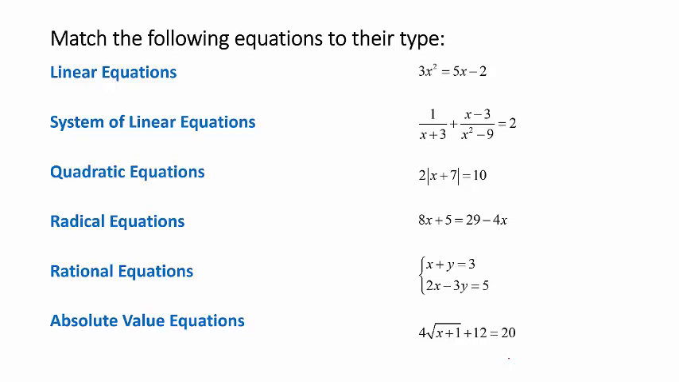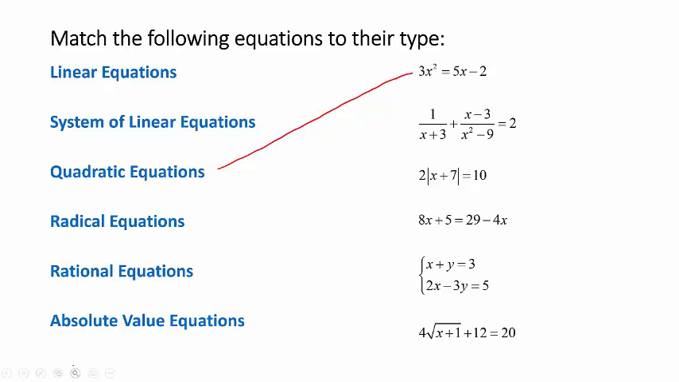Okay, so we've just got to be able to look at an equation and notice, oh, that's a rational equation, or oh, that's a radical equation. On the right-hand side here, I've got a whole bunch of equations listed, and on the left-hand side, the type. So we're just going to match these to their type. All right, so let's start at the top over on the right-hand side. We've got 3x squared equal to 5x minus 2. I see the x squared term there, and it's pretty obvious to me that that's a quadratic equation. Okay, so I'm going to match the quadratic equation right up here.